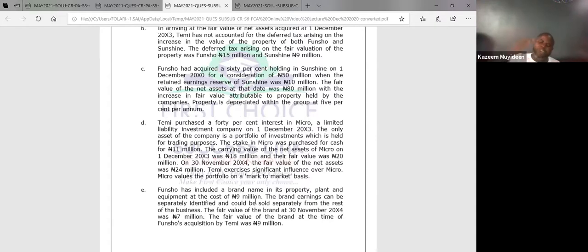That means it must be shown as what? Intangible asset, brand name. Don't include it as part of the PPE. So I will credit the PPE, debit the brand name account. That is how we say you should leave 2 line space after the goodwill.